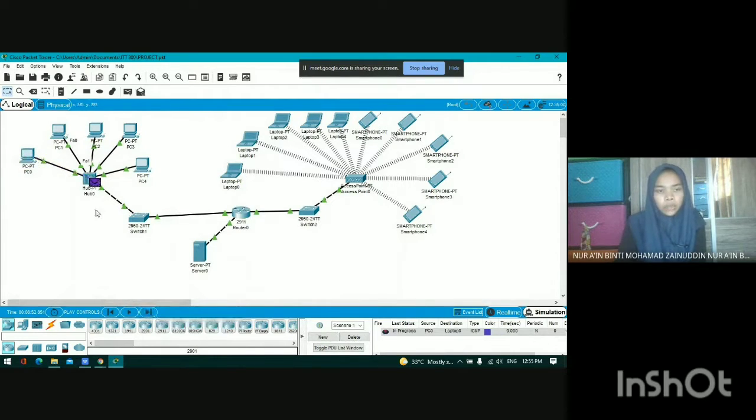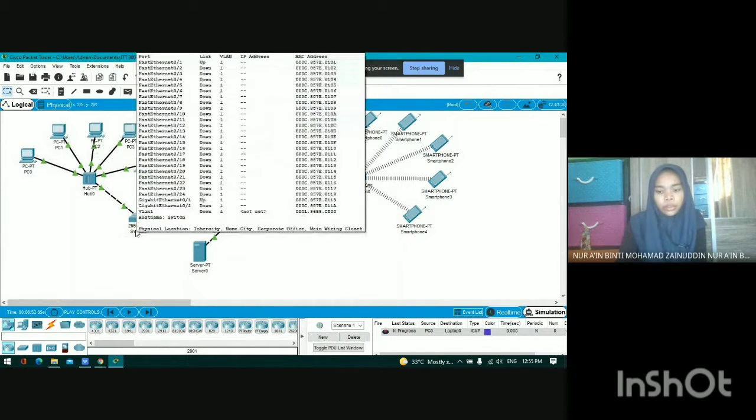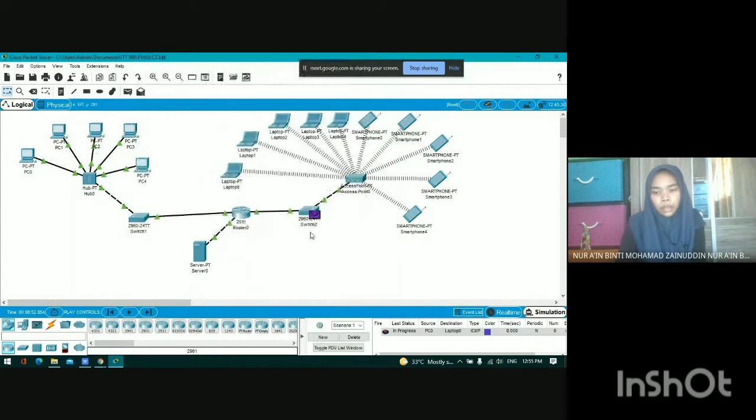the data from first floor, PC 0, can be sent through the hub and will be directly linked forward the data to switch 1. The switch 1 will be linked with the router and linked to the switch 2. From that, the data from switch 2 will be linked to the access point. The data will be sent to the second floor to laptop 0. And it will be successful.